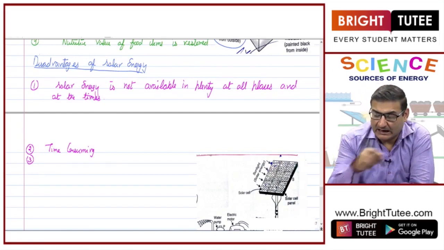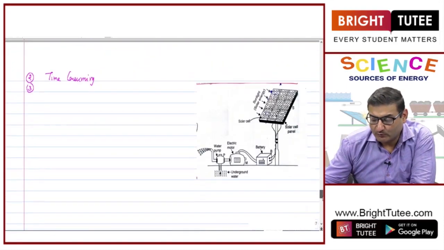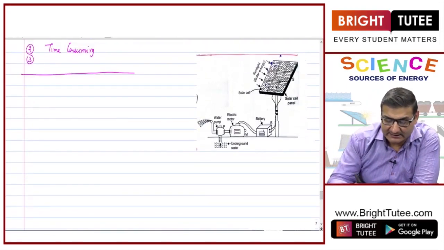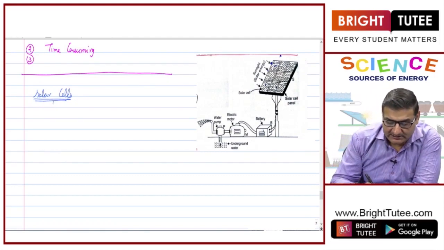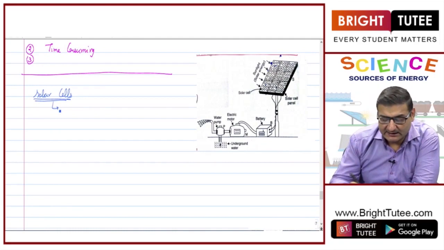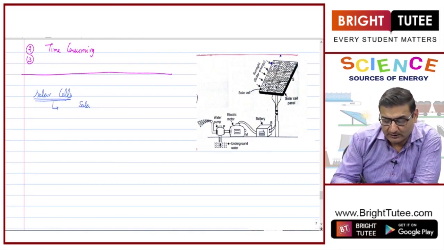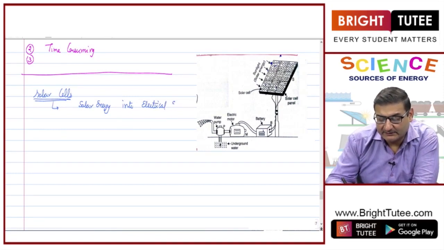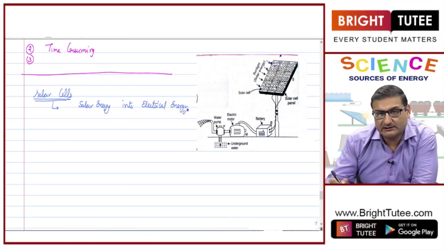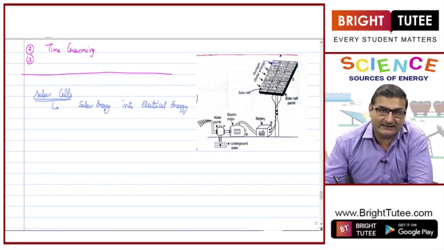Got it? Now, the next important use that we make of solar energy is in the form of solar cells. Now, these solar cells are very important. Why? Because these solar cells are the devices which convert the solar energy directly into electrical energy. These solar cells have the capability of converting the solar energy directly into electrical energy.